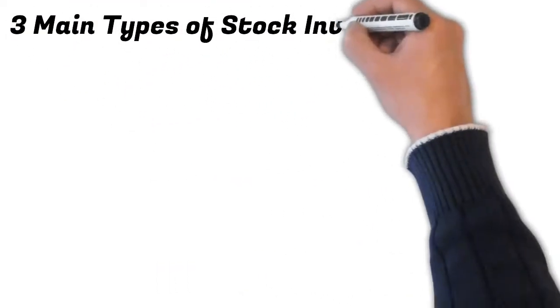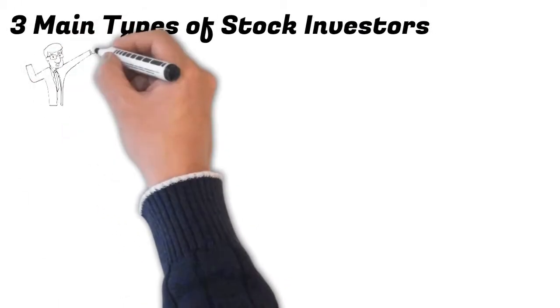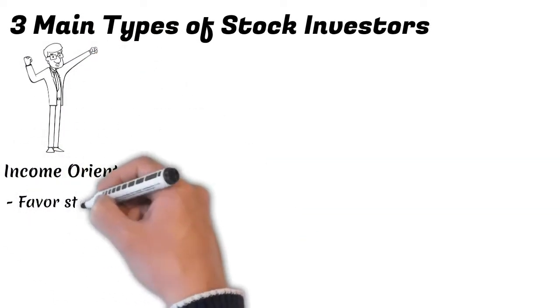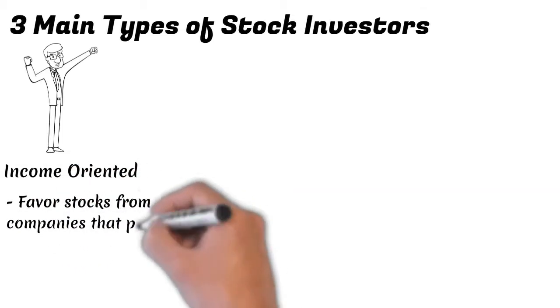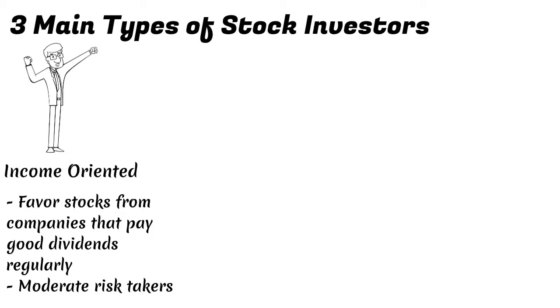There are 3 types of stock investors. And how you choose which stocks to invest in will depend on what type of investor you are. Income-oriented investors focus on buying stocks from companies that regularly pay good dividends. These companies are in stable industries, such as utilities and real estate. These investors are generally moderate risk takers.